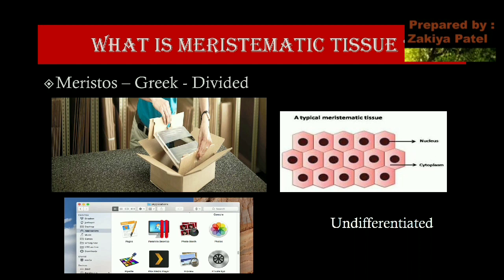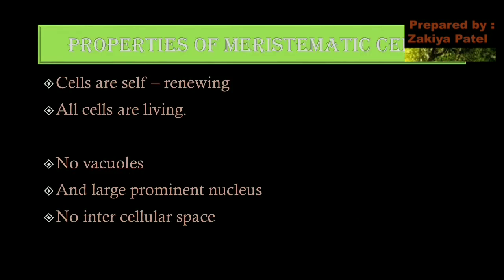Meristematic tissue cells do not have any assigned role for what work they have to do. Such cells are called undifferentiated cells. That is, they do not have a particular shape, particular size, and particular function. So let's first see the properties of meristematic tissues. Now let's move on to the properties of meristematic tissue.